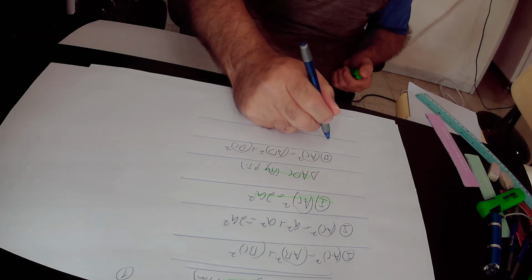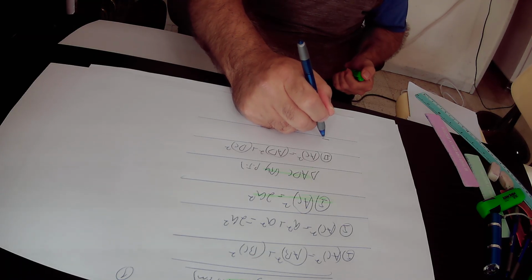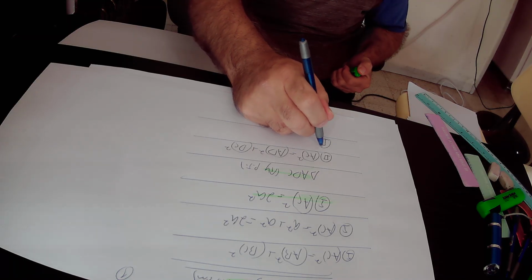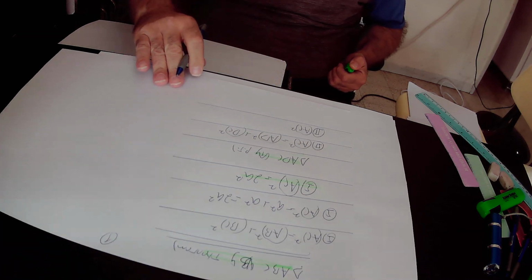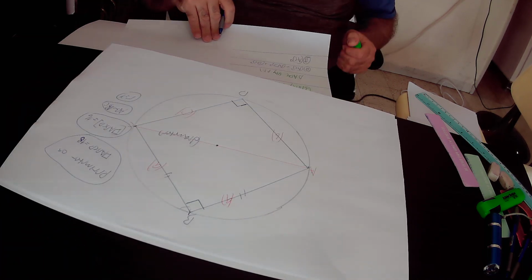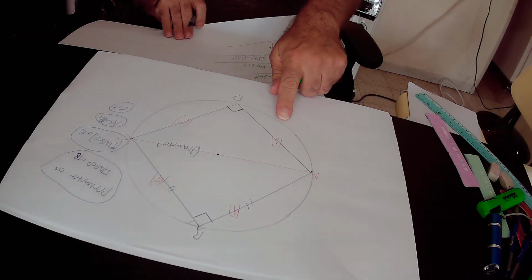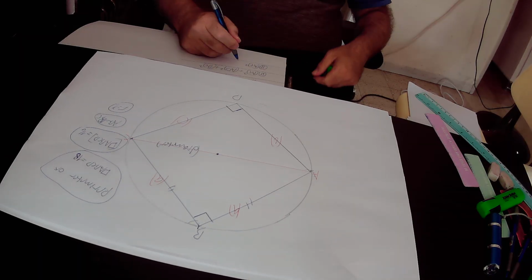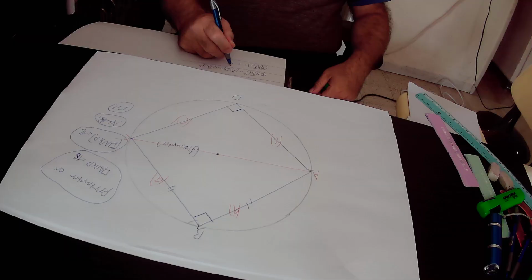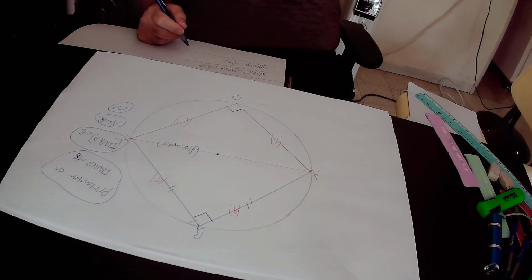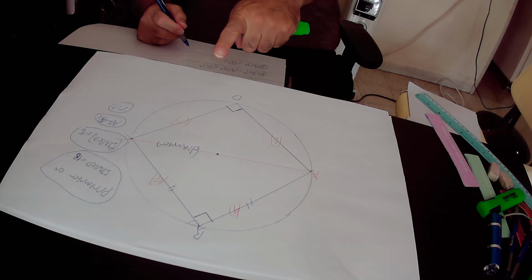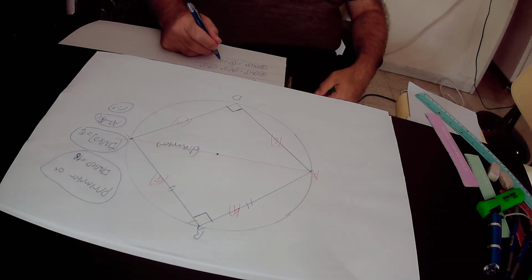AC is the missing side, so AC squared equals AD squared. AD is B, therefore AD squared is B squared, plus DC squared. DC is C, therefore DC squared is C squared.